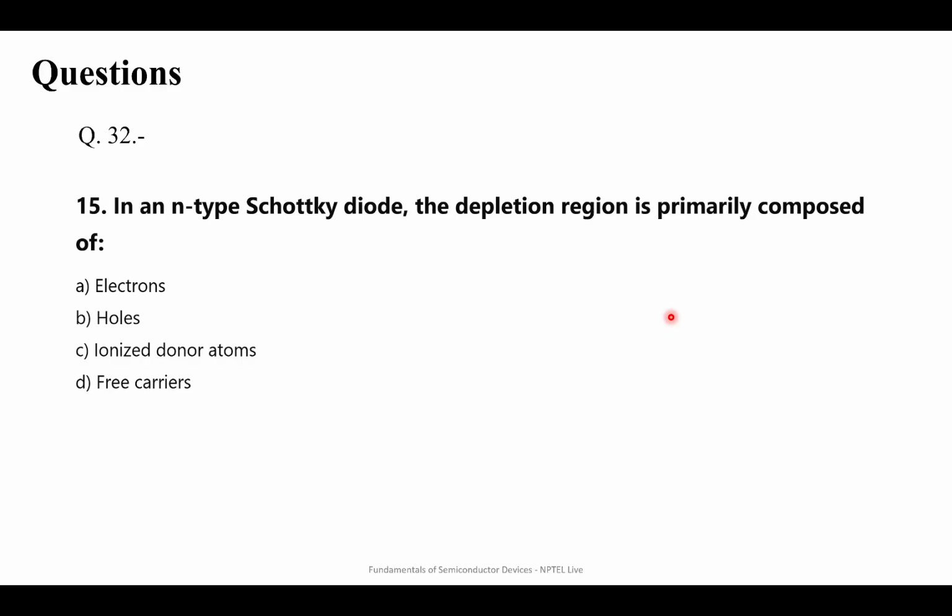In an N-type Schottky diode, the depletion region is primarily composed of electrons, holes, ionized donor atoms, and free carriers.